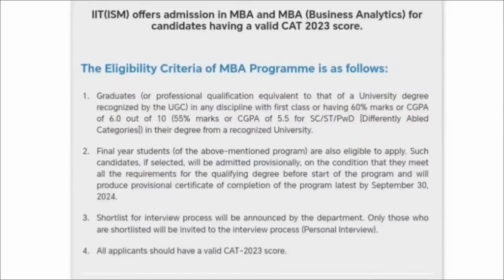So if we consider the overall eligibility criteria for the MBA program for IIT Dhanbad, then you must have completed your graduation with minimum 60% marks or a CGPA of 6.0 out of 10. And for the reserved category candidates, a 5% relaxation is given. So you must have scored 55% marks or a CGPA of 5.5 on a scale of 10. If you are in final year, then also you are eligible to apply for this college.